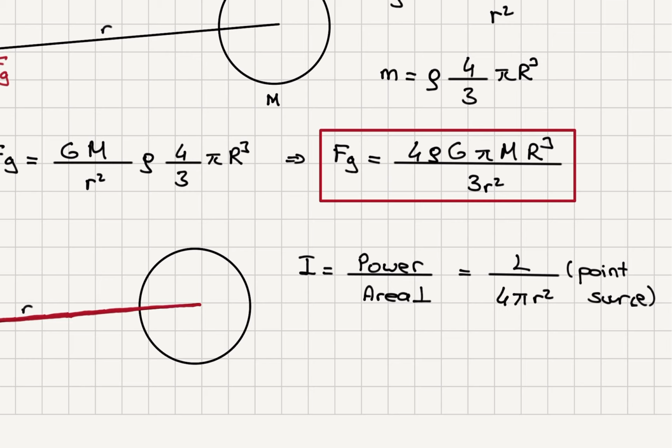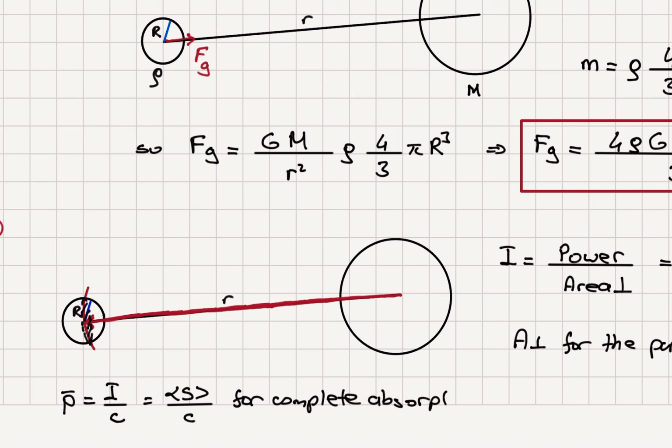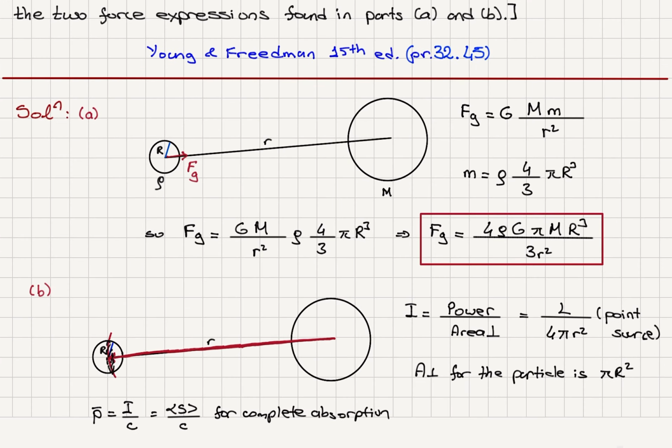The perpendicular area, A perpendicular, for the particle is going to be the cross-sectional area, which is π R squared. It's the area of the circle. So we can see that the average pressure that will be exerted is the intensity I divided by the speed of light c for complete absorption, which is the average value of the Poynting vector S divided by c. This is our result for complete absorption, which is the case for this interplanetary dust particle.